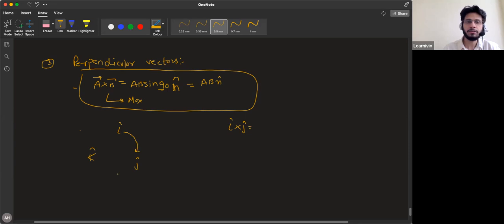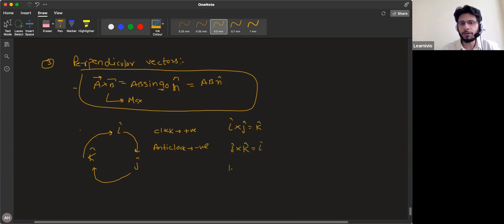To memorize what I cross J is, you can do one simple thing. Make the cycle. If you are moving from I, J, K in the clockwise sense, then that is positive. If you're going in the anti-clockwise direction, then that will be negative. So I cross J is K cap, J cross K is I cap, and similarly K cross I is J cap. You're going in the clockwise direction.